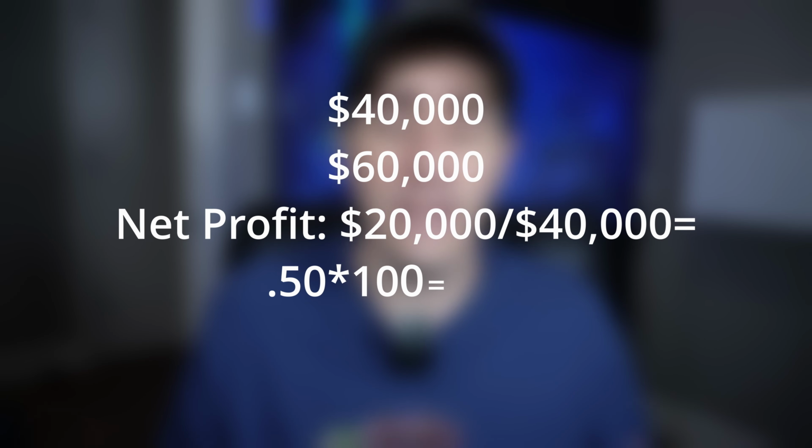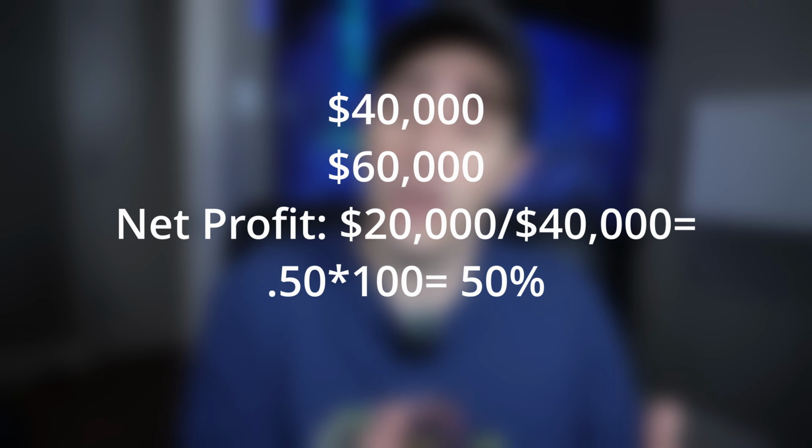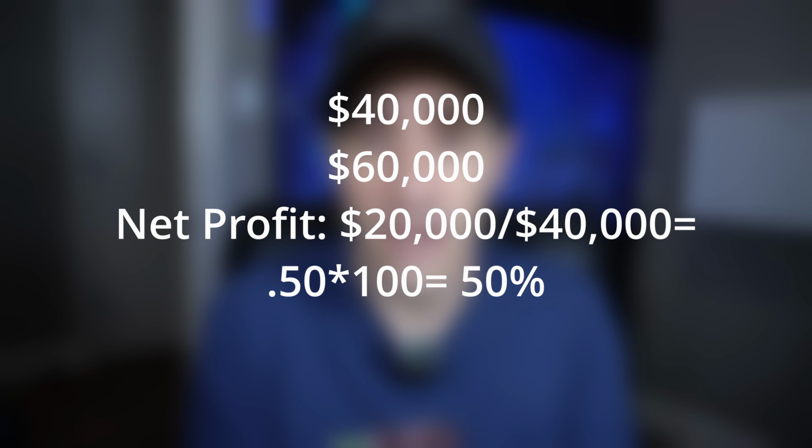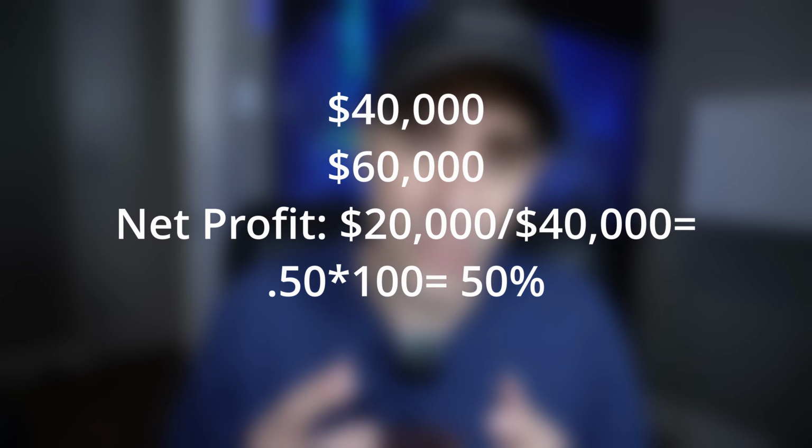If you buy a house and your down payment is $40,000 and in a few years you sell it and now you walk away with $60,000, well, your net profit is $20,000. You take that $20,000 and you divide it by your original investment, which was the $40,000. You take that and multiply it by 100 and you have made a 50% ROI, or return on investment.